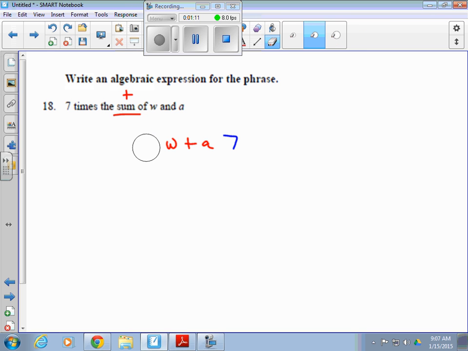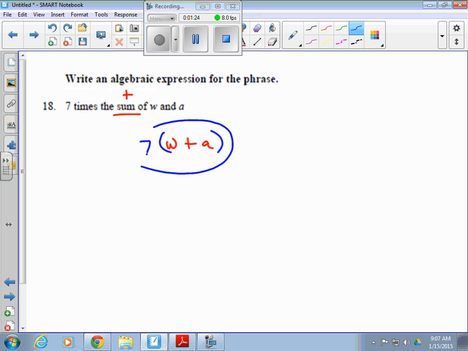The only way to get w to add to a first before you multiply by 7 is to put a parenthesis around w plus a. Now that's summing w and a, and then you multiply it times 7. This is the simplest way to write it up front. 7 times (w plus a).